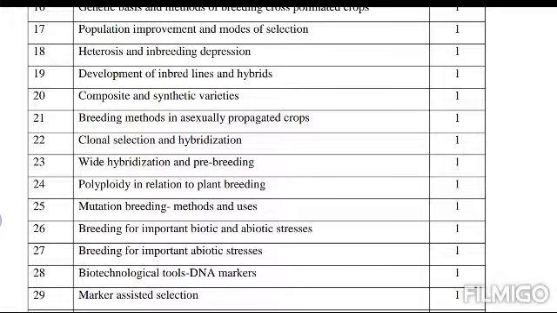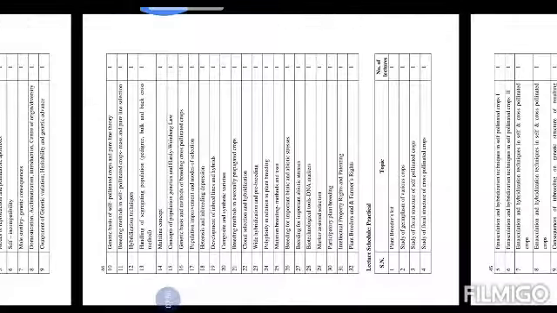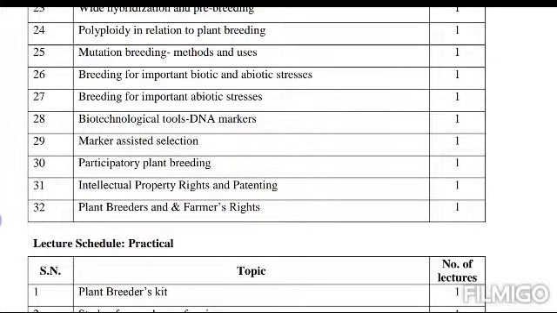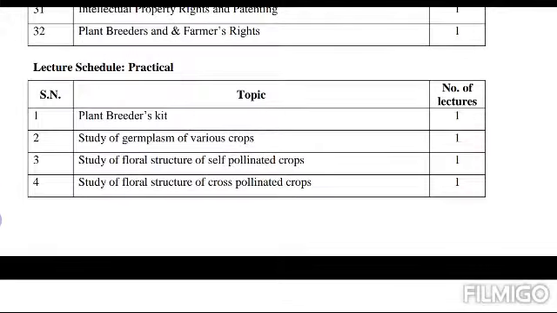inbred lines and hybrids, composites and synthetic varieties, breeding methods in asexually propagated crops, clonal selection and hybridization, wide hybridization, pre-breeding, polyploidy in relation to breeding, mutation breeding, its methods and uses, breeding for important biotic and abiotic stress, then biotechnological tools like DNA markers, introduction to markers, then marker assisted selection, participatory plant breeding, intellectual property rights and patenting, that is IPR, then plant breeders and farmers' rights. Let us move to the practical course of plant breeding.